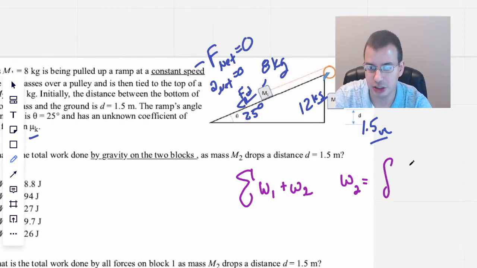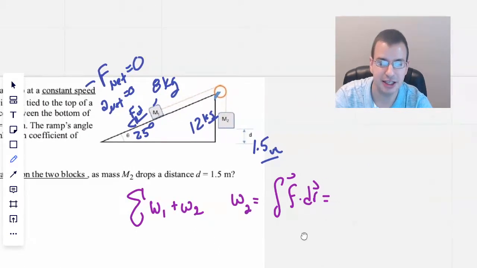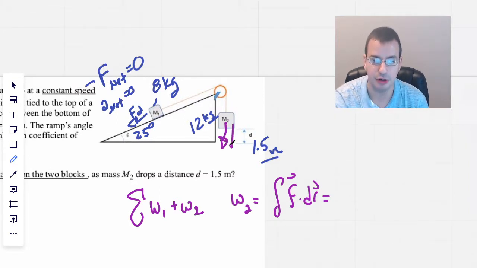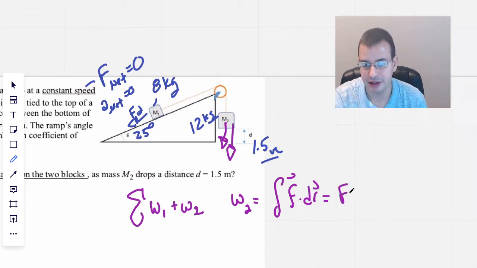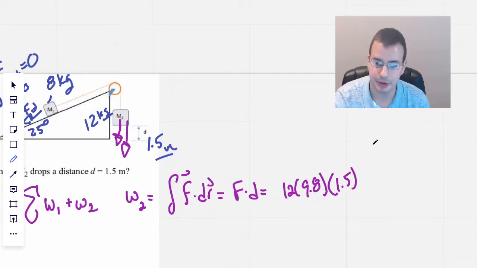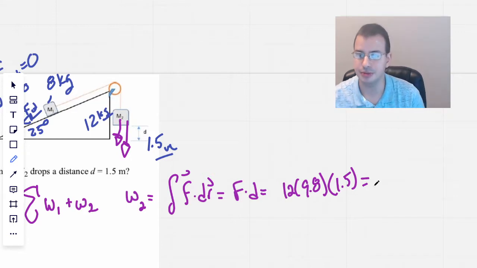Work is the integral of F dot dr. These are both vectors, so that's a dot product. But since force is constant and in line with r, motion is this way, force is this way, this will be force times distance. Force is mass times acceleration, in this case mass times gravity. So it'll be 12 times 9.8 times the distance, 1.5. I should probably calculate that out.